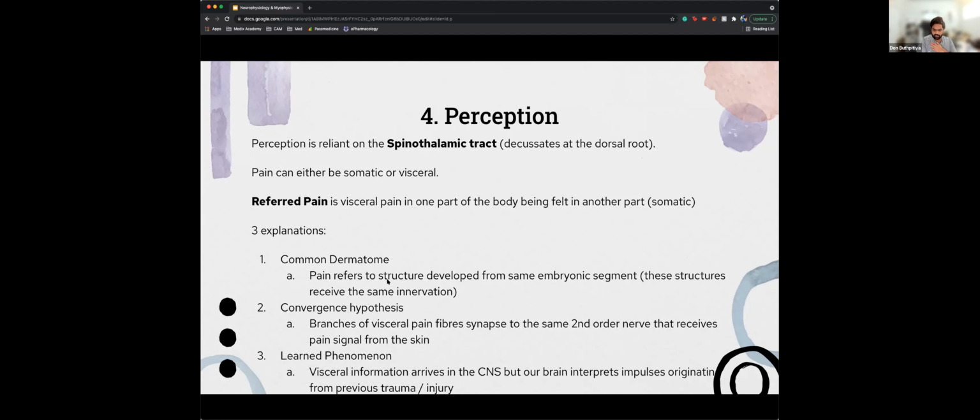And then the final one's the learned phenomenon, which is basically where the visceral information arrives in the CNS, but our brain interprets the origin from a previous trauma or injury. I think that's where you get into the phantom limb stuff, but we don't cover that today.